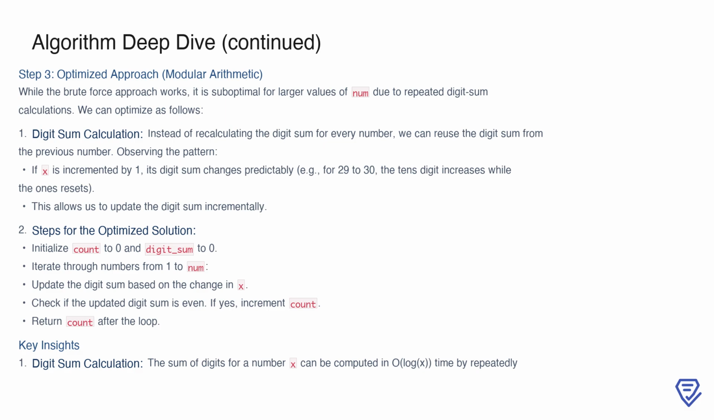In this optimized approach, we start by initializing a counter to track the count of numbers with even digit sums and a variable to keep track of the current digit sum. As we iterate through numbers from 1 to number, we update the digit sum based on how the digits of the number change. Once the digit sum is updated, we check if it is even and, if so, increment our counter. At the end of the loop, the counter will hold the desired result. This optimization reduces redundant calculations, making the algorithm more efficient.